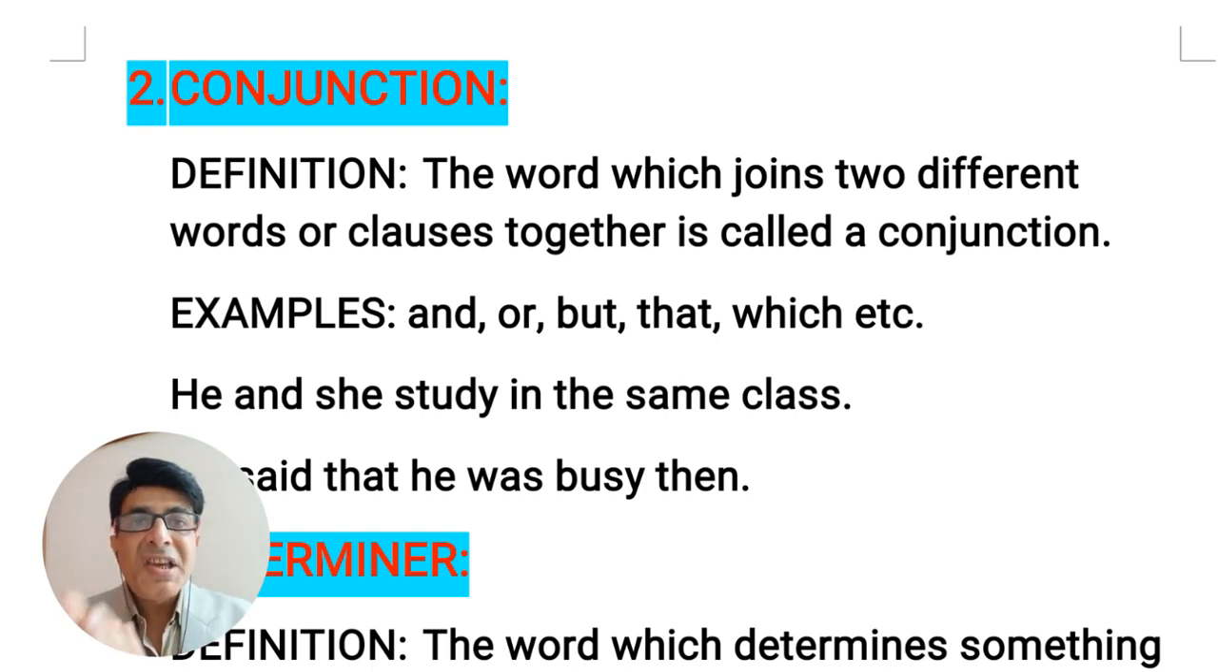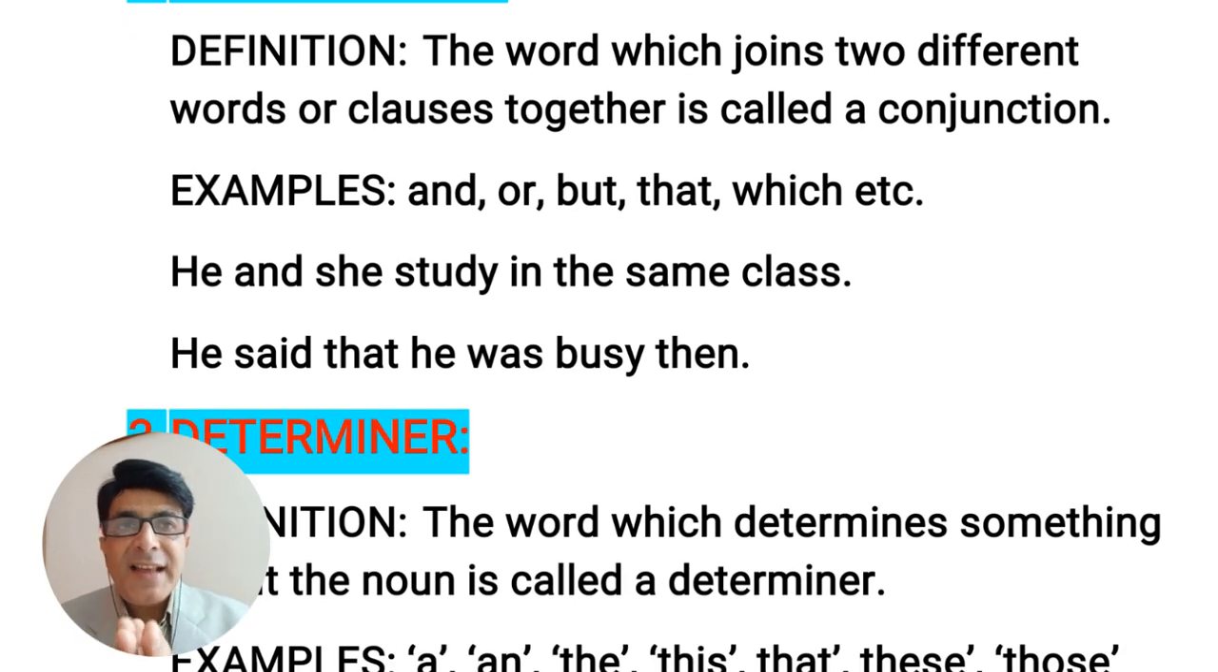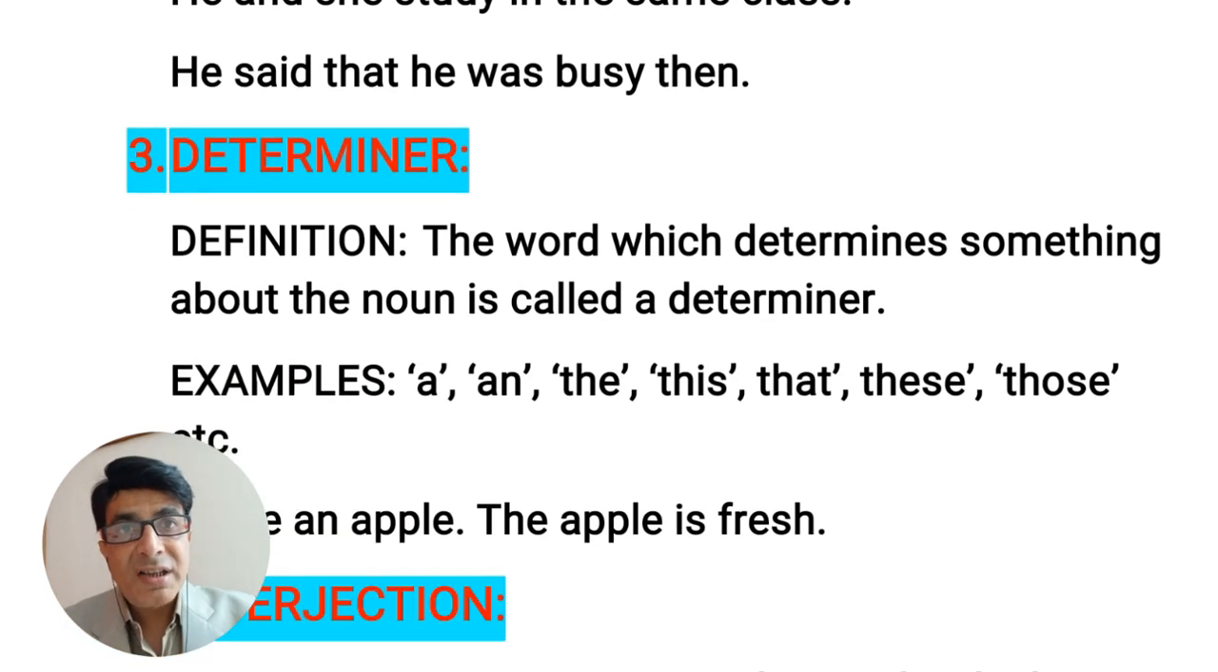Say for example, he and she study in my class. So here you are joining two different pronouns, he and she, with the help of a conjunction, and. In the same manner, he said that he was busy then, right? Here you are joining two different clauses. He said is one sentence, he was busy is another sentence, and these two sentences are joined with the help of the word that. So that is a conjunction.